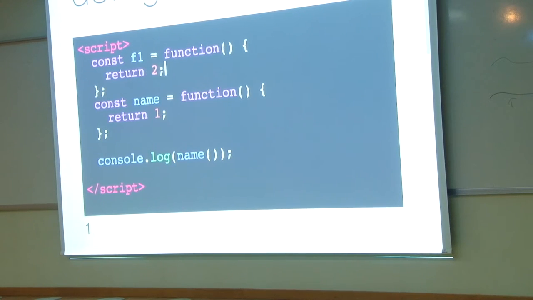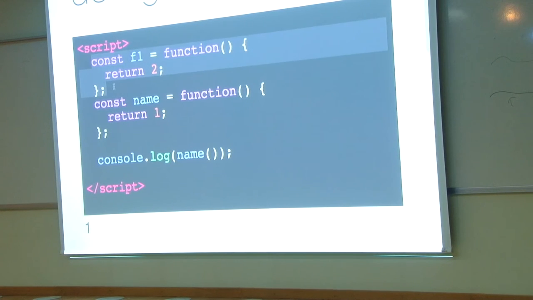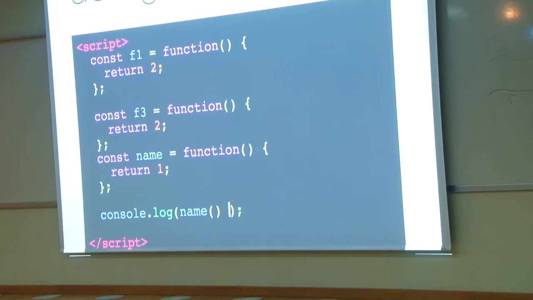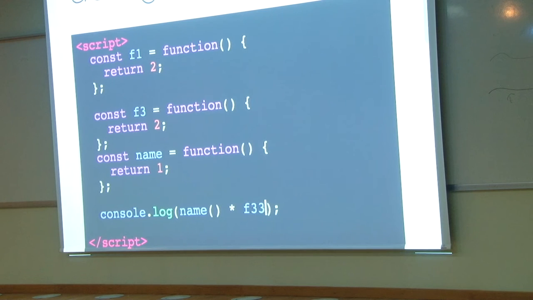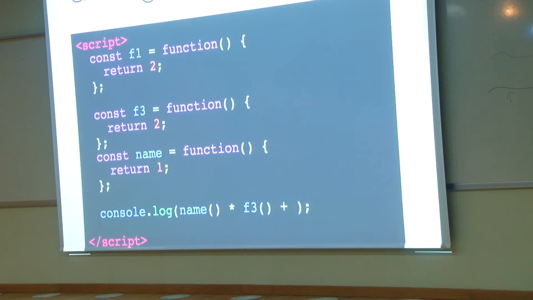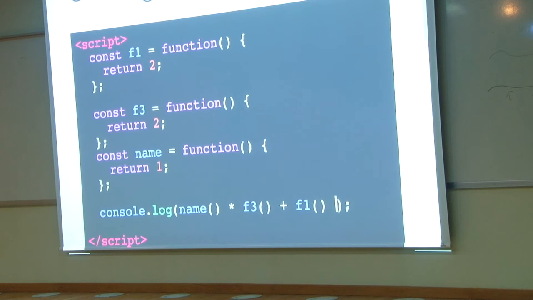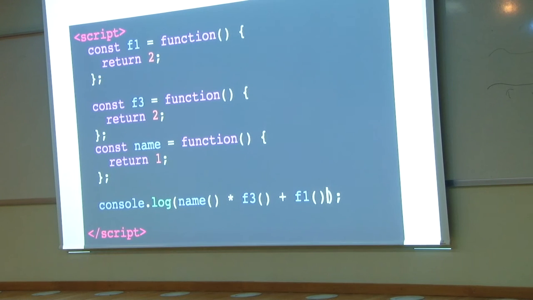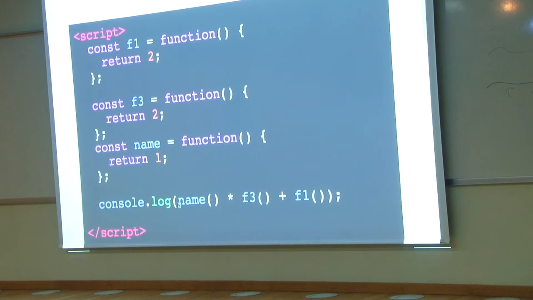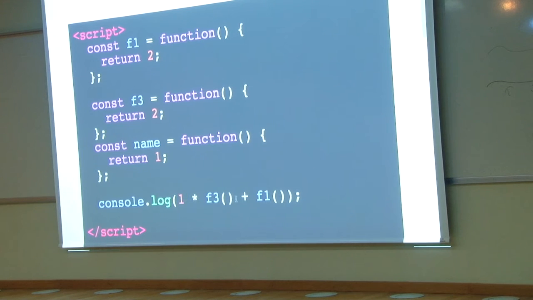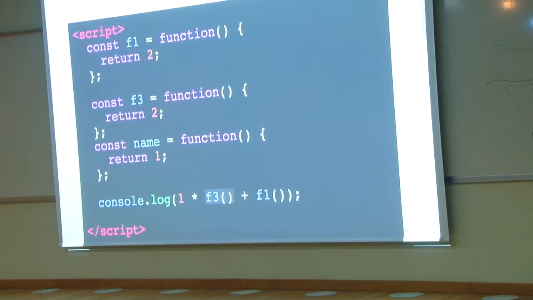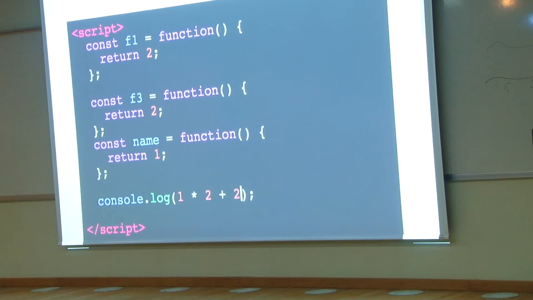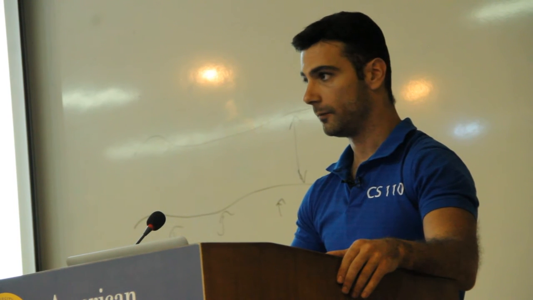Let's have that return 2. Let's do another one, f3, and let's have this do times f3 plus f1. What do I get? 4. Let's go through it. So f2 will return 1, which means this gets replaced with a 1. F3 returns 2. And F1 returns 2. There you go. The answer is simple, right?